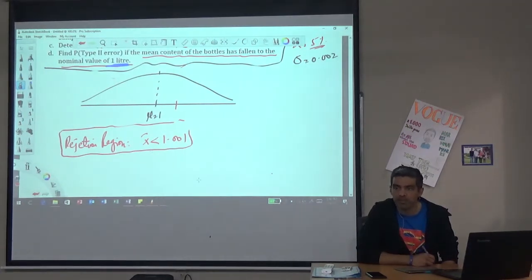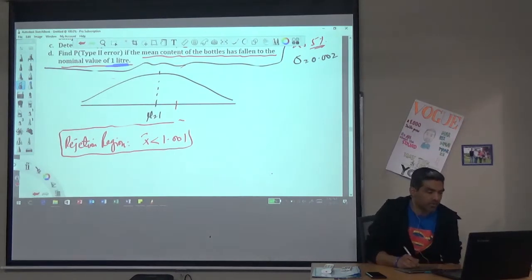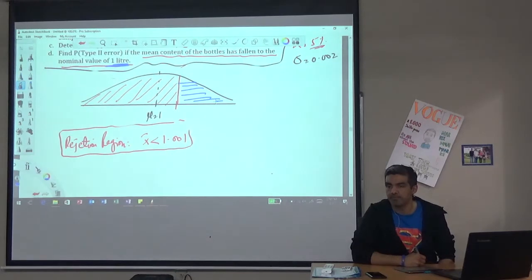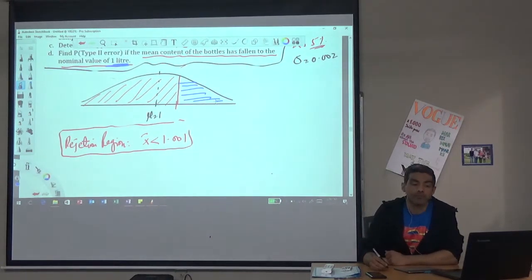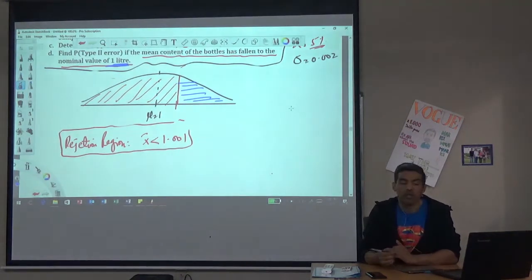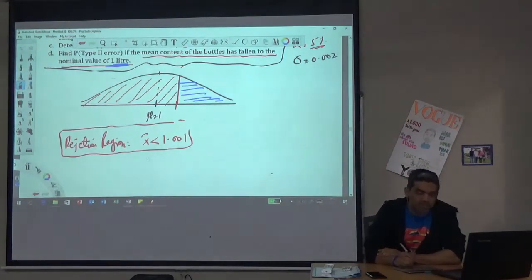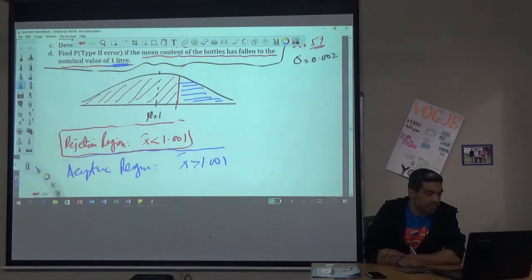Where would 1.001 be? On the right or on the left? Your rejection region is x bar less than 1.001, that means all this is part of the rejection region. This is the actual acceptance region. In this one we use the significance level? No, it's the significance level ki base pe aapne rejection region bana liya hai. Now, if the rejection region is x bar less than 1.001, what is the acceptance region? Yes. Acceptance region is x bar greater than this.